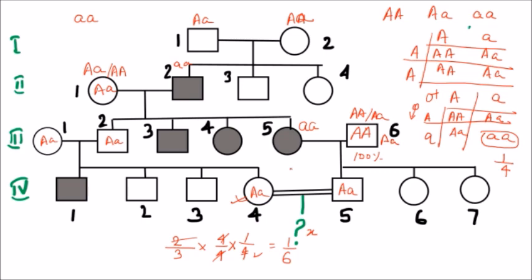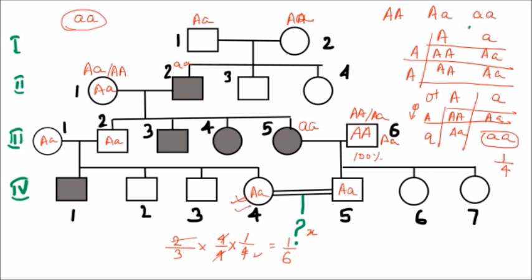So once again, to find out the progeny being affected: the affection is there when the gene is in the homozygous recessive state. Offspring will only be affected when their parents are in the heterozygous condition. That is the first point. And when both of the parents are heterozygous, the chance of a diseased progeny is 1/4. So we have taken the probability from this pedigree.